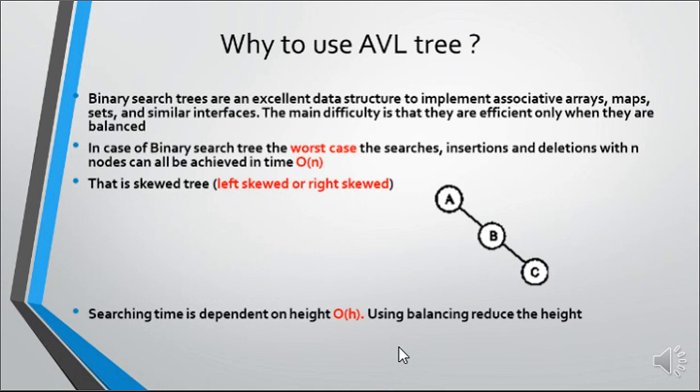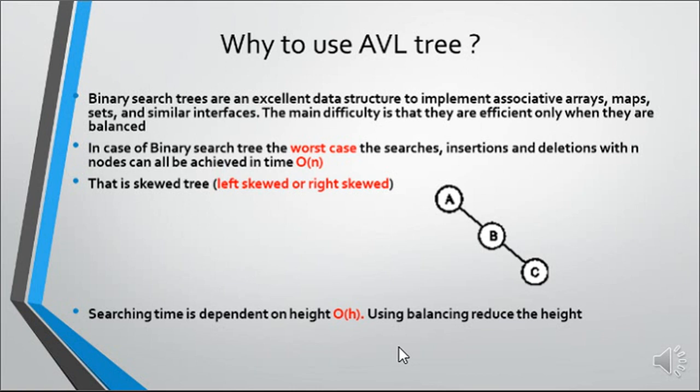Now we'll see why to use AVL tree. Binary search trees are an excellent data structure to implement associative arrays, maps, sets, and similar interfaces. But the main difficulty is that they are efficient only when they are balanced. In a binary search tree, the left subtree has lesser data than the root and the right subtree has greater data than the root, and we can search very fast, in logarithmic time.